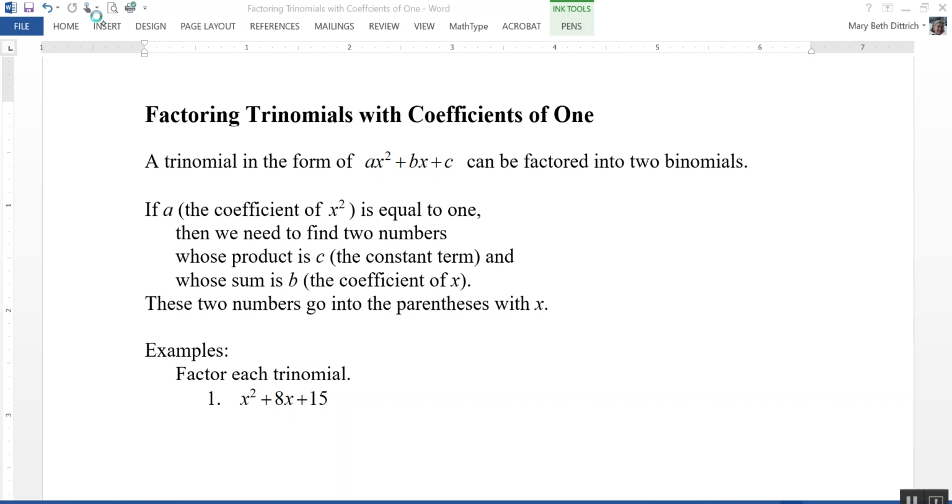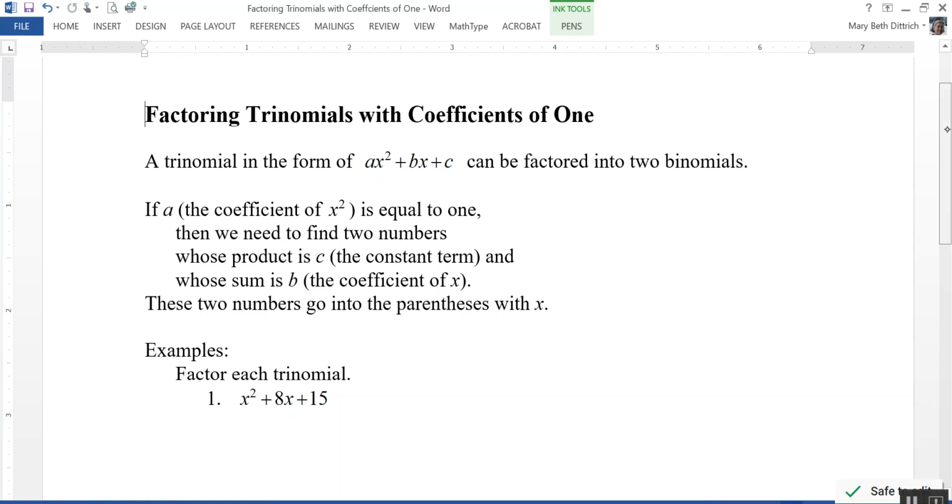This video is on factoring trinomials with coefficients of 1. A trinomial in the form of ax squared plus bx plus c can be factored into two binomials. If a, that is the coefficient of x squared, is equal to 1, then we need to find two numbers whose product is c, the constant term at the end, and whose sum is b, the coefficient of x. Then these two numbers go into the parentheses with x.